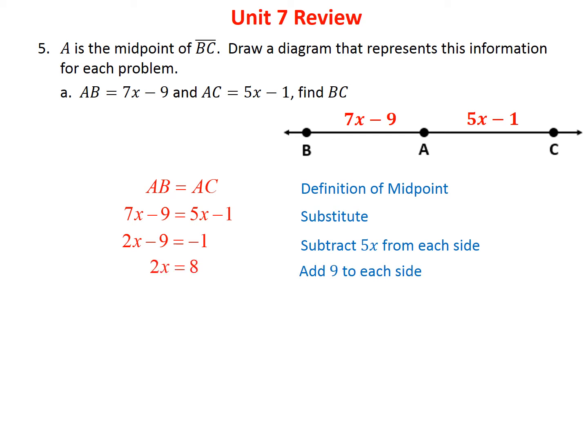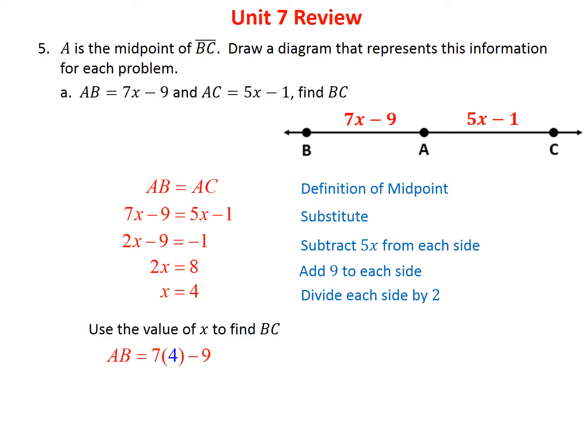And now we simply have to undo the 2 times x by dividing by 2. And we get x equals 4. Now they want us to find BC. So what we're going to do is, BC is the whole length. So let's find AB. AB is 7 times 4, 28 minus 9, or 19.